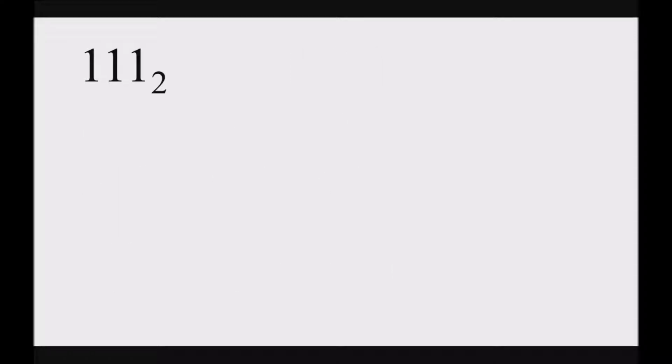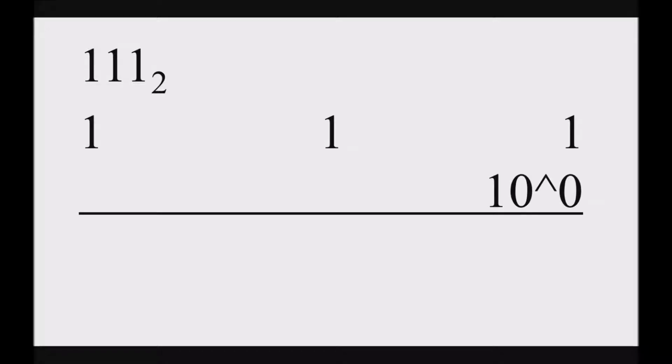So let's take 111 base 2 for example and apply this idea. The little 2 by the 111 is how you denote the base of a number. So we start by multiplying the rightmost 1 by 10 to the power of 0. Wait, no, hold on, that's wrong. Since we're in base 2, it would be 2 to the power of 0, which ironically is the same answer as 1. Multiply that 1 by 1 and we get 1.